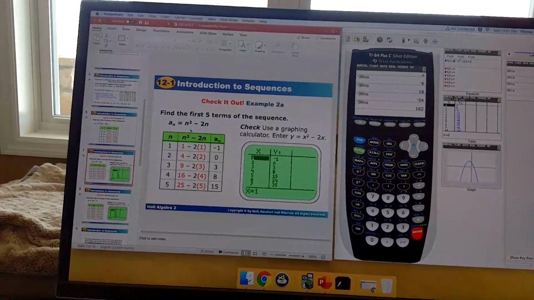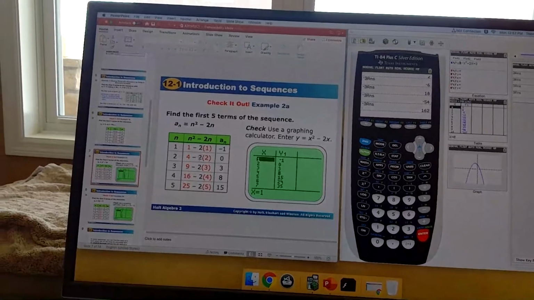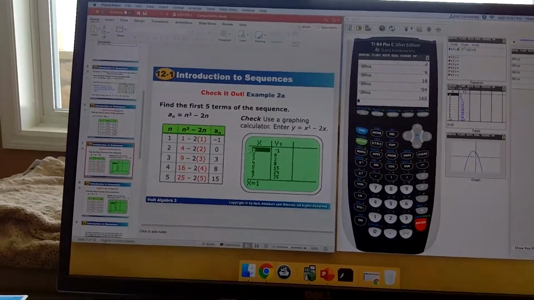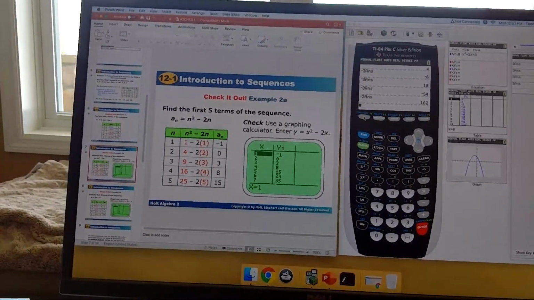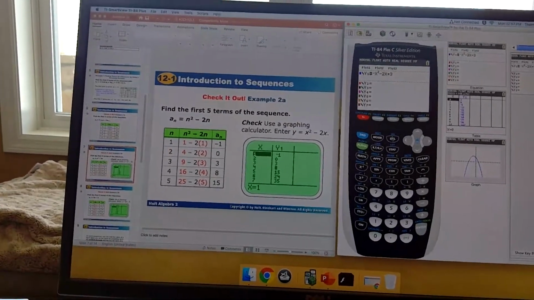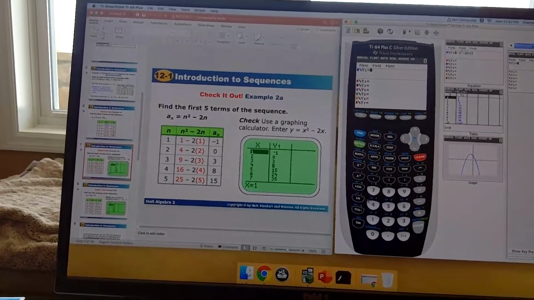And then for the second term, you actually put a 2 in there. Notice the difference. This is what we call an explicit rule. So when you want to do this on a calculator, really easy to do this. Just hit the y equals, and then type in the formula there.